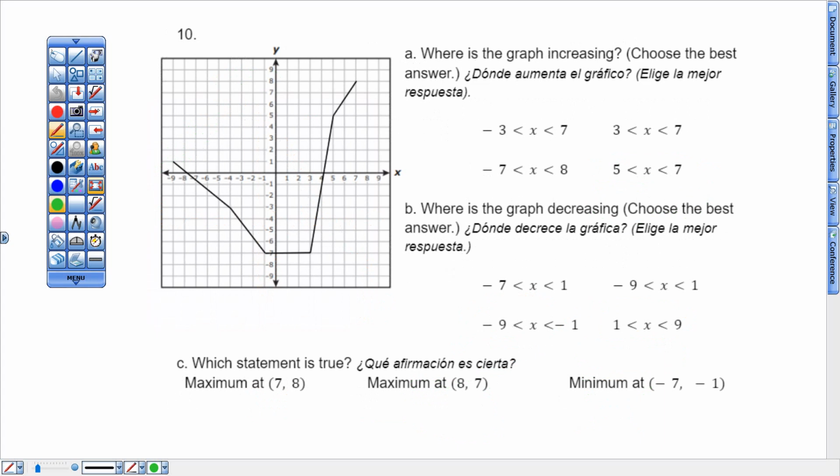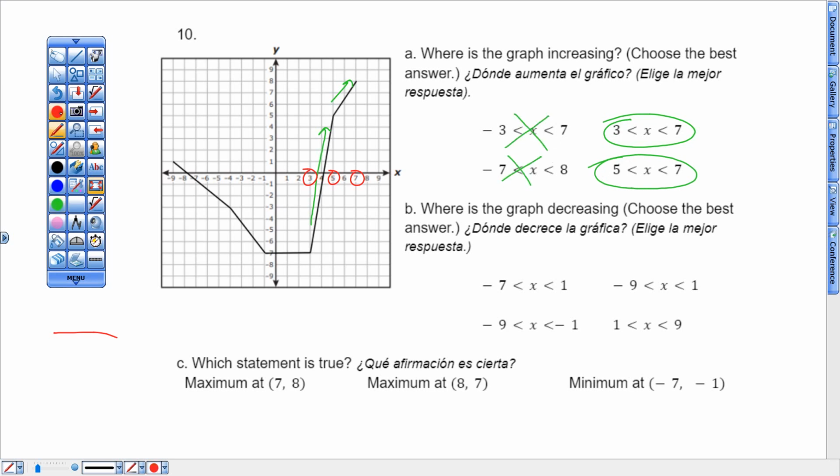All right, these guys, where is the graph increasing? Another one of these. So increasing from this stretch right here to here. And it looks like all my numbers are from this 3 to this 5 to this 7. So it looks like all my numbers from 3 to 7. That one's good. From 5 to 7. That one's good. -7 and -8. Nope. -3. Nope. All right.